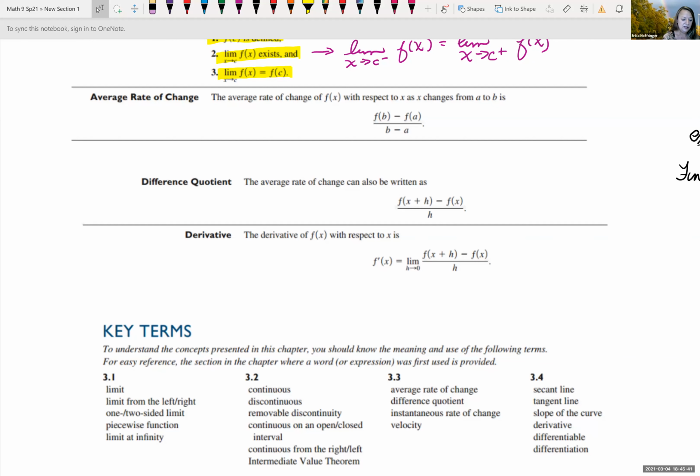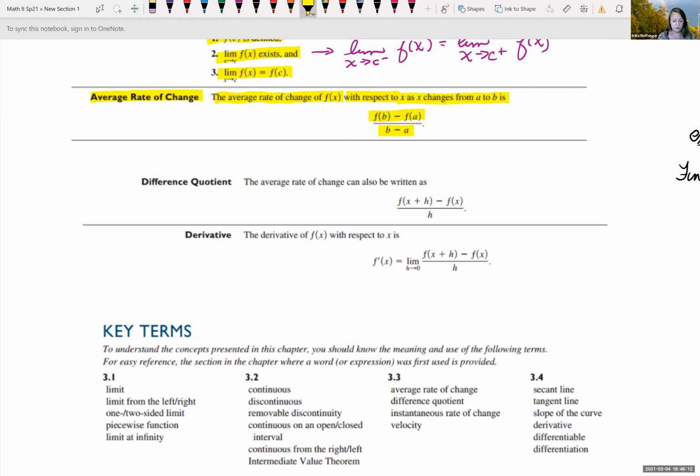So the other thing that we looked at was the average rate of change. The average rate of change was looking at 2 points on a function and then finding the slope of the line that connected those 2 points. So the average rate of change of f of x with respect to x as x changes from a to b is the change in your y value, f of b minus f of a, all over the change in your x value, b minus a.